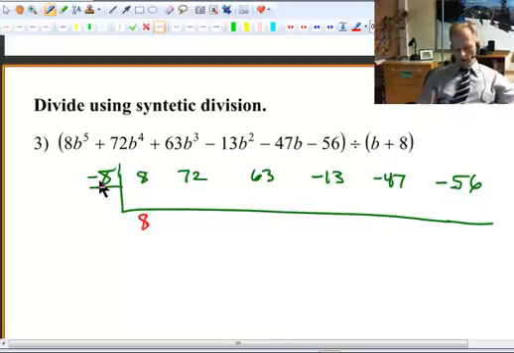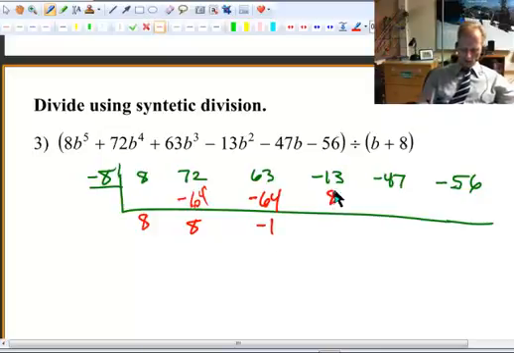So then I take the 8 and I multiply it by negative 8, and I get negative 64. Then I add downward. That gives me another 8. And I multiply again. It gives me another negative 64. And I add downward. It gives me negative 1. And I multiply again. And I add downward. I multiply again. Add downward. And multiply again. And lastly, add downward.